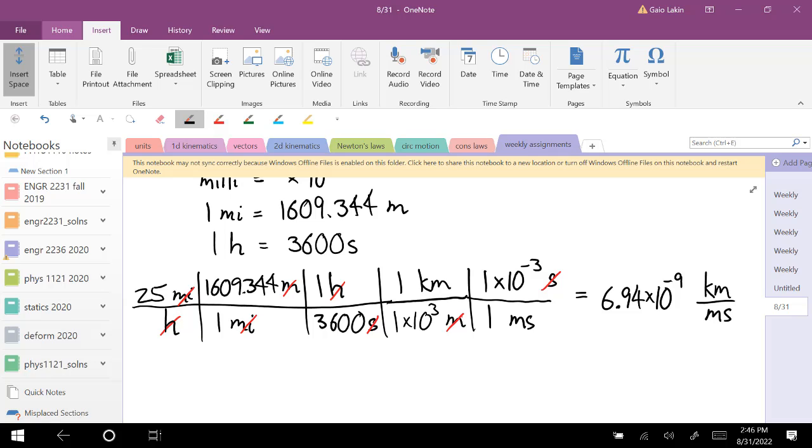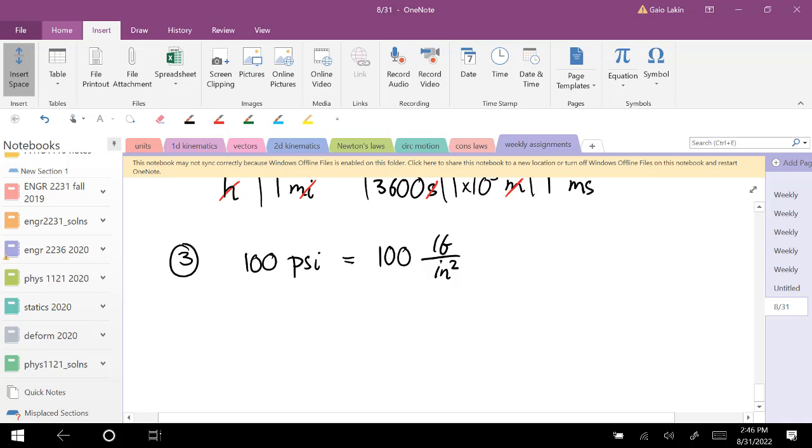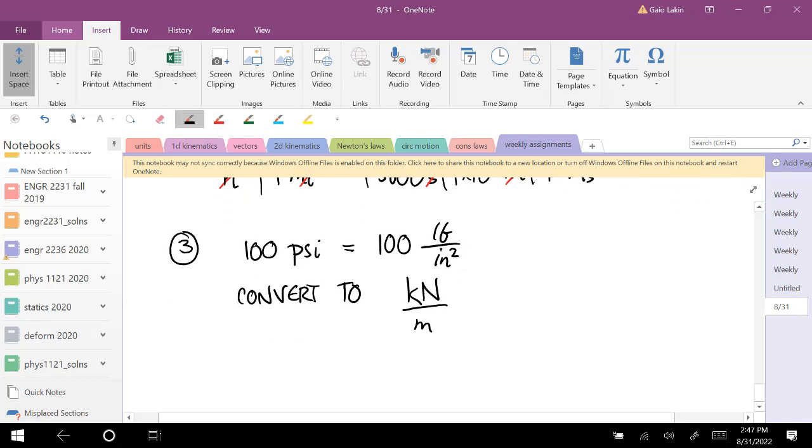Okay, let's just do one more big finale, and then we'll leave early today. Okay, so let's say that you're starting with 100 PSI, so that's a pressure. PSI stands for pounds per square inch. And we want to convert to, let's do kilonewtons per millimeter squared.